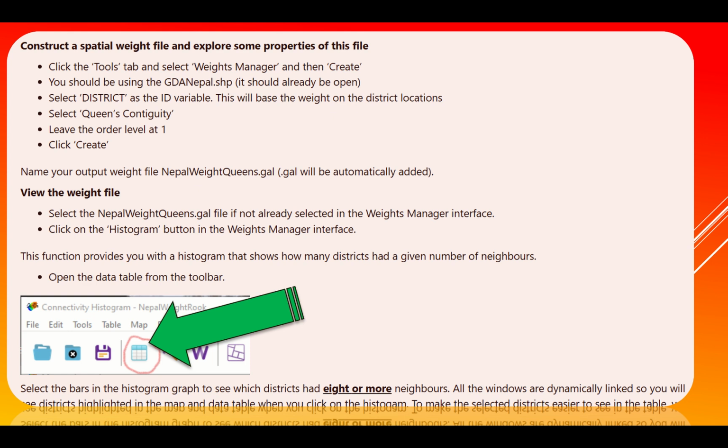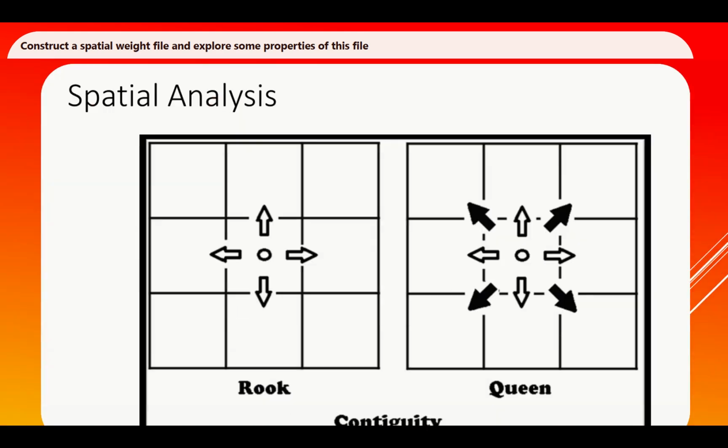So of course, you're going to be using the GDAN Nepal shapefile, the one that you already have open, Nepal 2010. Once in there, you're going to select the district as the ID variable. And so this will base the weight on the district locations. And the type of weight file you're going to create, first of all, is the Queen's contiguity. Okay. Leave the order level at 1 and then hit create, and this will create a weight file.